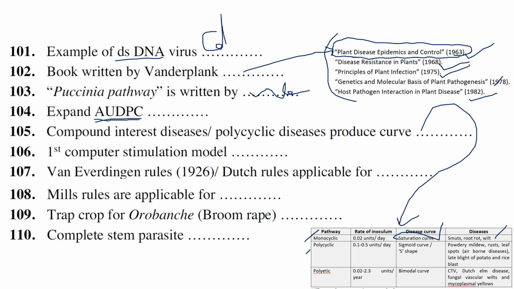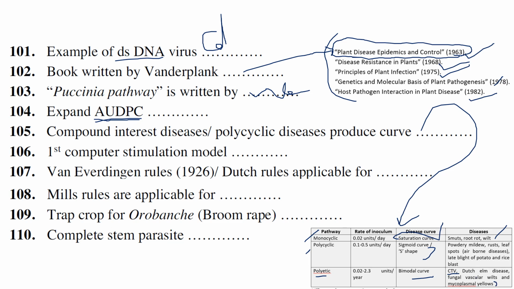Polycyclic diseases produce a sigmoid curve or S-shaped curve. Examples are powdery mildews, rusts, leaf spots and all airborne diseases, and include late blight of potato and rice blast as well. Polyetic diseases produce a bimodal curve. Citrus tristeza, Dutch elm disease, fungal vascular wilts and mycoplasma yellows are the general examples.